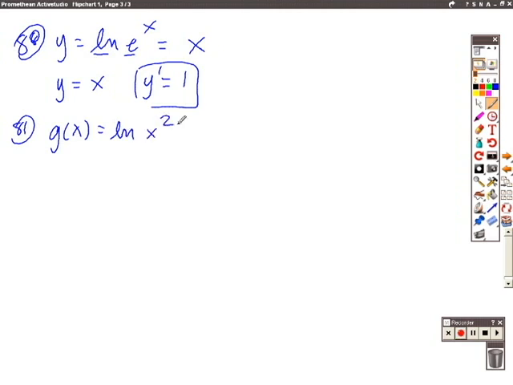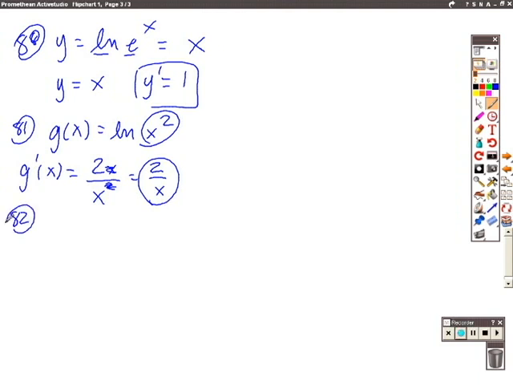And we know that the derivative of ln of u is u prime over u. So the derivative of this function would be u prime. X squared is my u. The derivative of x squared is 2x over u prime over u. This x will divide with one of these, and I end up with 2 over x.